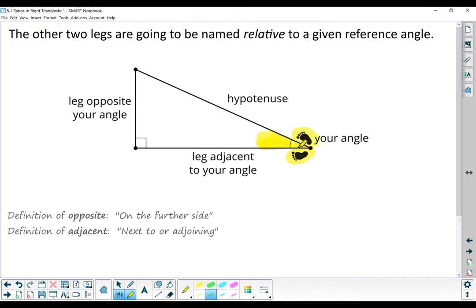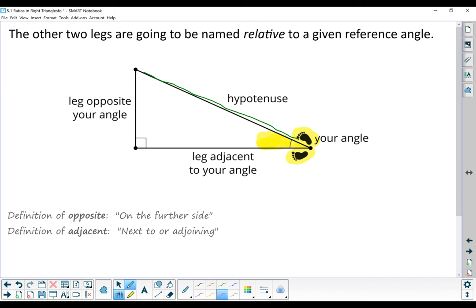You're standing here at this reference angle. The hypotenuse is the hypotenuse is the hypotenuse. It's always across from the right angle. It's always the longest. But the legs we are going to name relative to the reference angle.